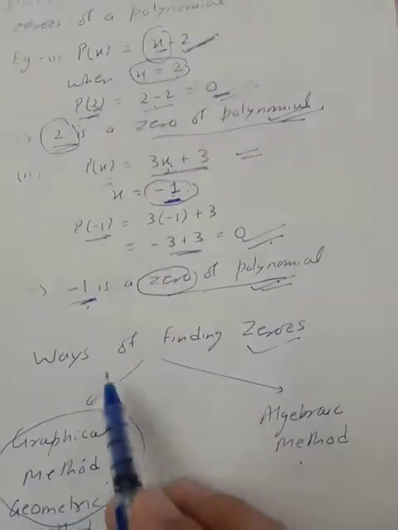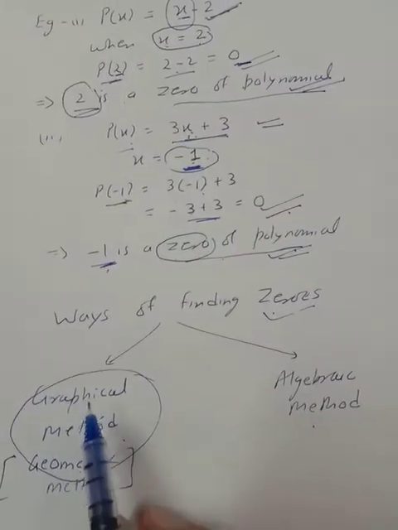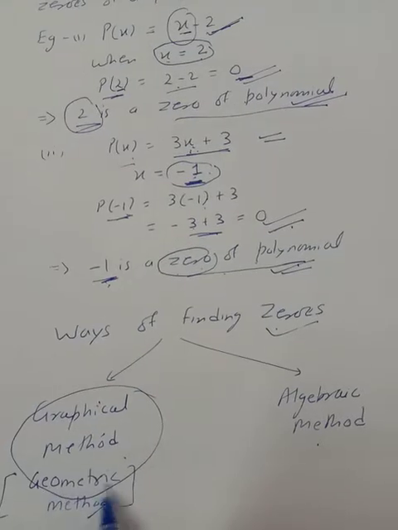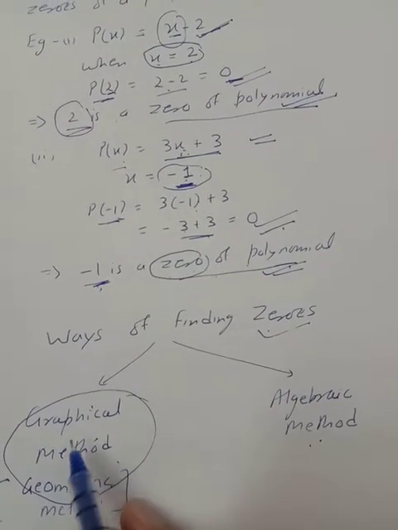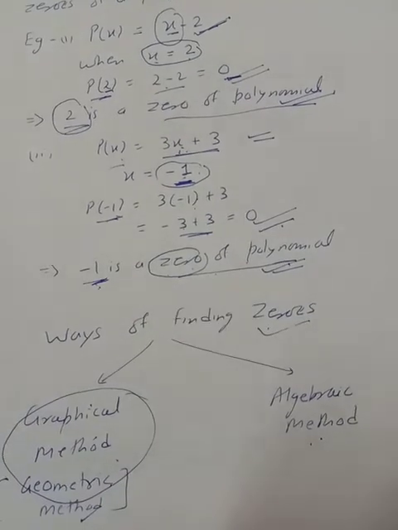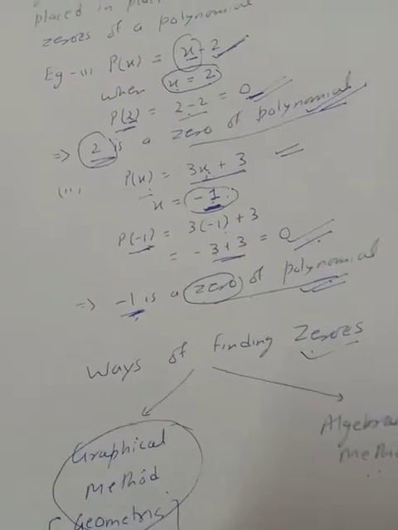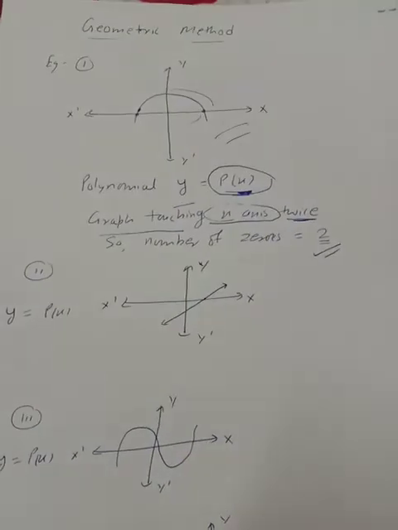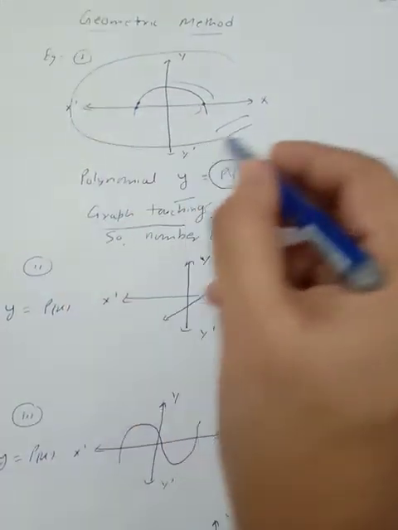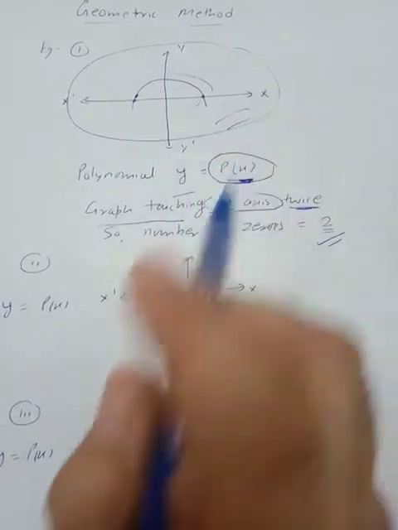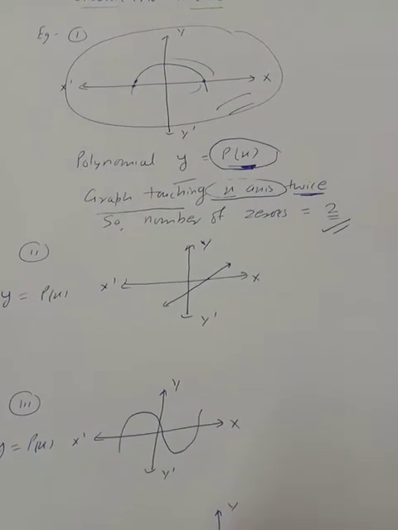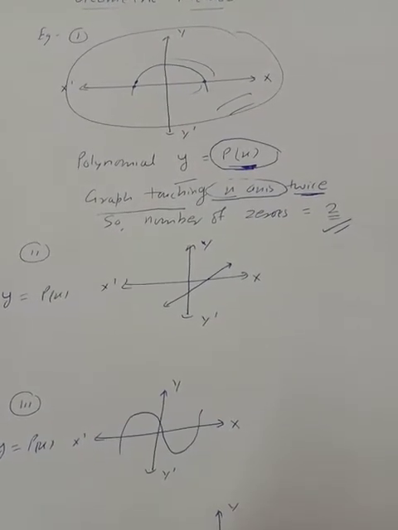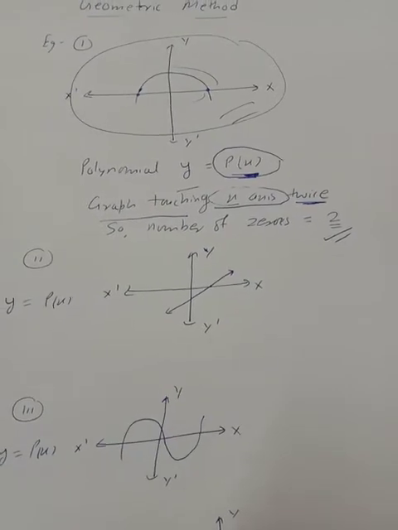So there are two ways to find the zeros. One is the graphical method, also known as the geometrical method. The other is the algebraic method. In this video we will discuss only the graphical method. In the graphical method we will get a graph which represents the polynomial. Means the polynomial is already plotted in the graph according to the class 10 syllabus. We just have to check one thing.